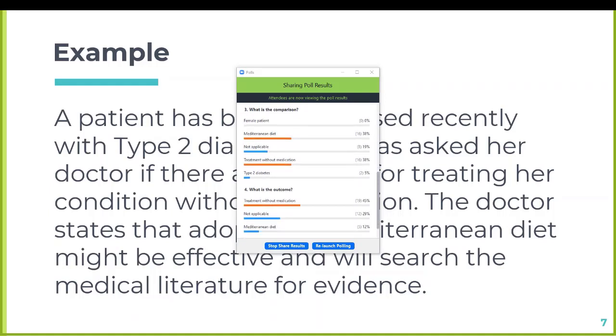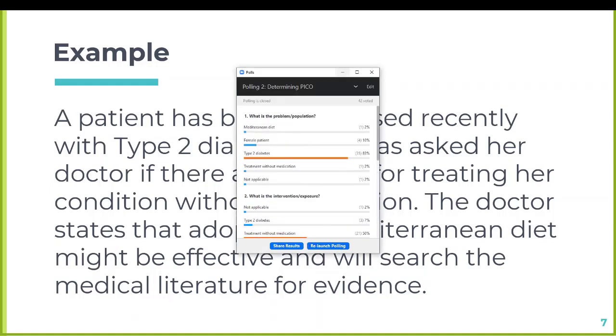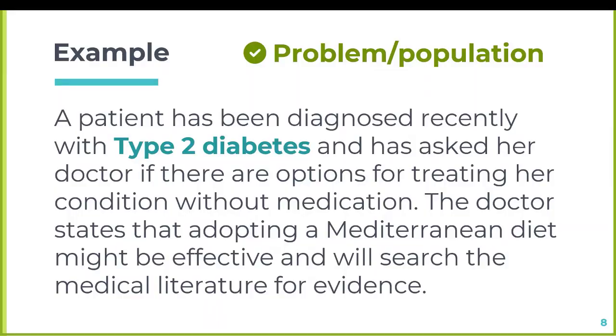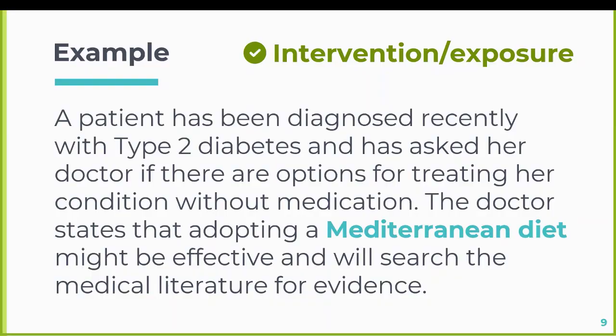Okay, here we go. So first up, we have the P, and that is type 2 diabetes. This is the problem that we have in this example. For the intervention and exposure, it's Mediterranean diet.